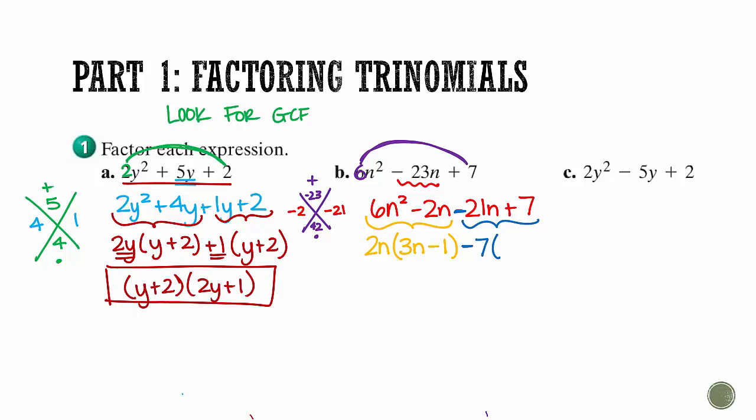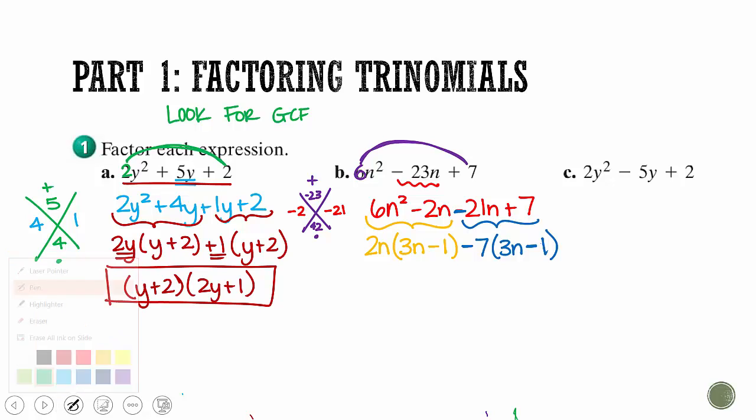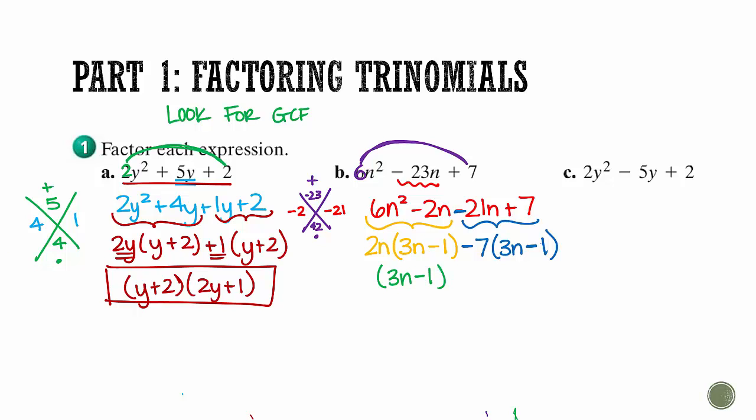So this gives me 3n. And then this is kind of tricky, but to end up with positive 7, I would have to multiply by negative 1. And then we know we're doing something right because our two parentheses are the same. So I get 3n minus 1, and then what's left over is the 2n minus 7.